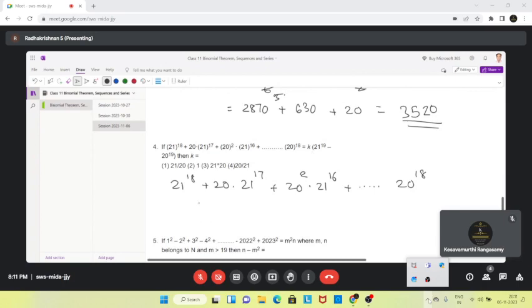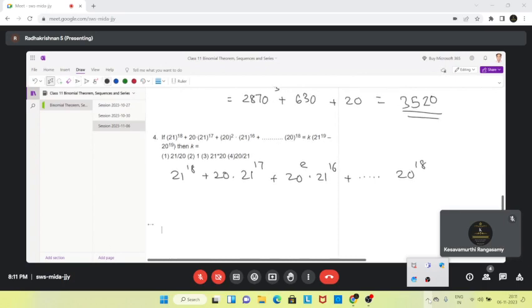Okay. So what type of series is this? If you see between the first term and the second term, there is a multiplication by 20 and division by 21, because the 21 power goes down by 1, so that means division by 21. So it's multiplied by 20. So multiply by 20 and divide by 21. So look at the next term, again multiply by 20, divide by 21.